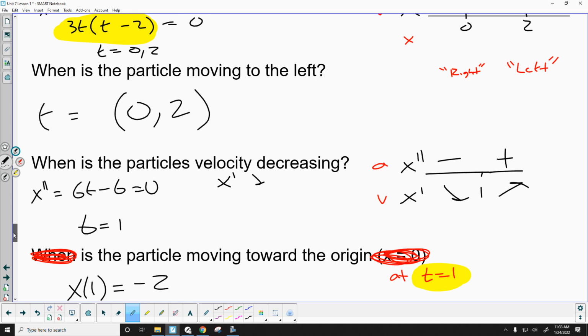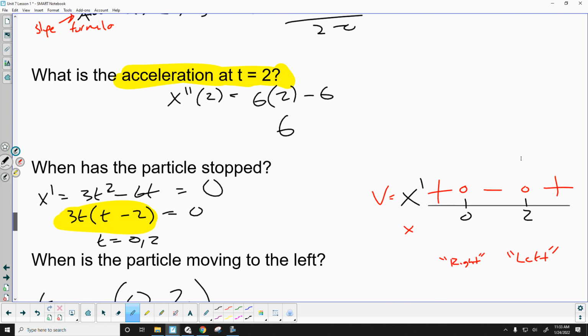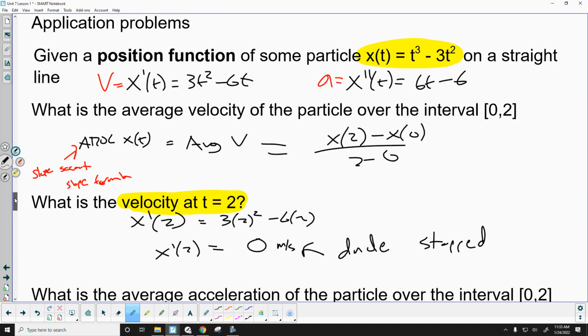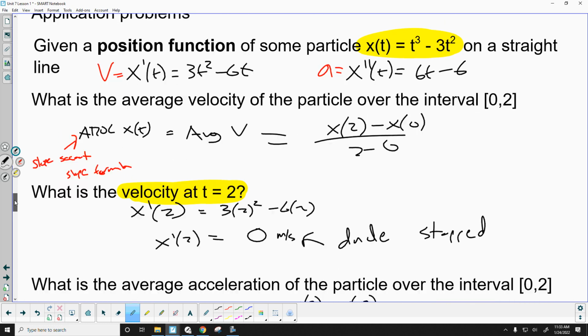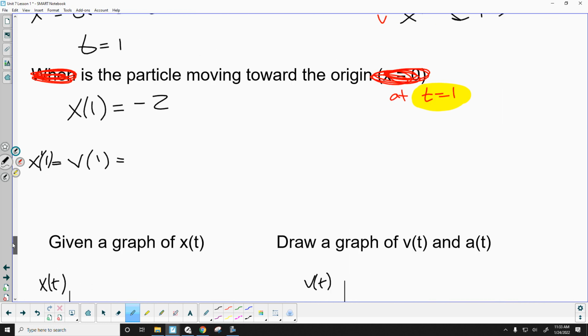Don't have to worry about the sign analysis, though. You already know that we're moving to the left at 1. So that might help. But it's easy enough to plug in 1 into V to get -3. My dude is located to the left of the origin. My dude's moving left. The velocity is negative. The position is decreasing. Okay?